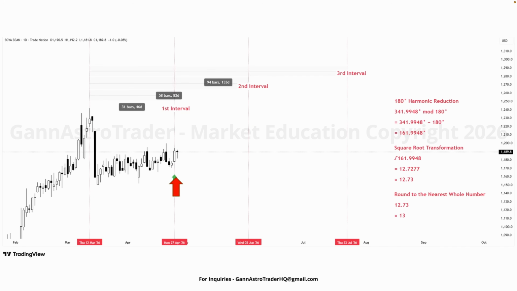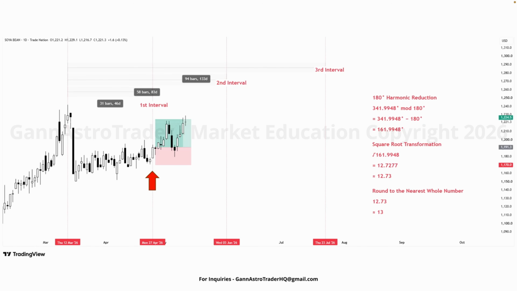The market now reaches the first projected harmonic interval. At this stage, we are not attempting to predict direction in advance. Instead, we carefully observe how price behaves as it enters the projected timing window. Notice that the market begins producing a constructive bullish reaction shortly after reaching the interval. Following confirmation, the bullish movement continues to expand.